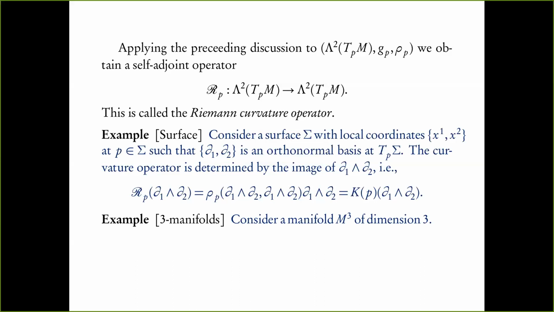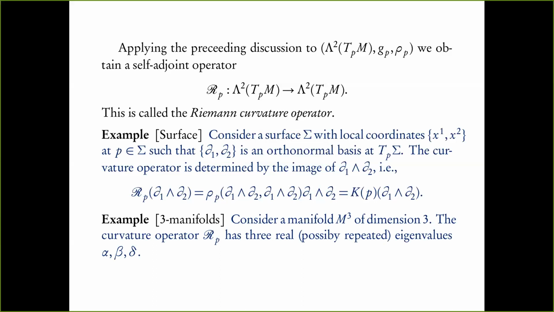So in any case, consider a manifold of dimension 3. If you look at the curvature operator RP, that is a map from wedge 2 of TPM to wedge 2 of TPM. So what is the dimension of wedge 2 of TPM for a three-dimensional manifold? It's 3, because it's n choose 2, right? It's 3 choose 2. So if you have an orthonormal basis E1, E2, E3, the basis for wedge 2 TPM is E1 wedge E2, E1 wedge E3, E2 wedge E3, right? That's it. So it's a map from R3 to R3, and it's self-adjoint, so it has 3 real eigenvalues, possibly repeated. They may not be repeated.